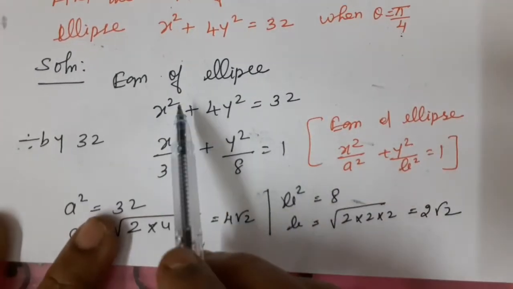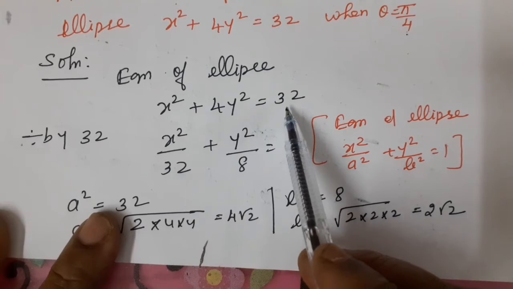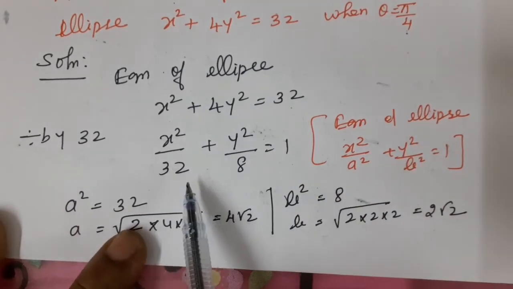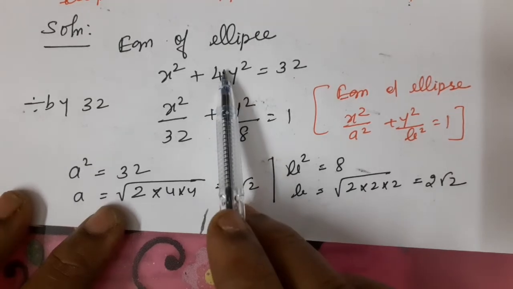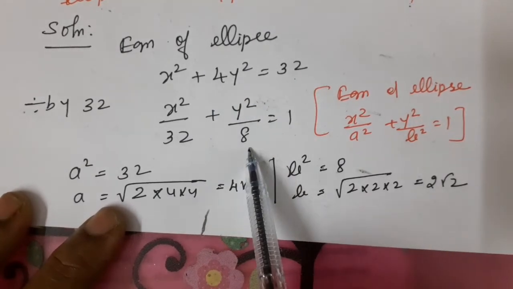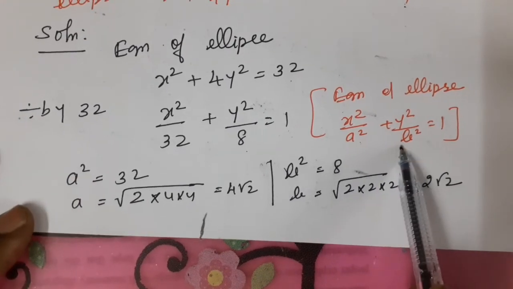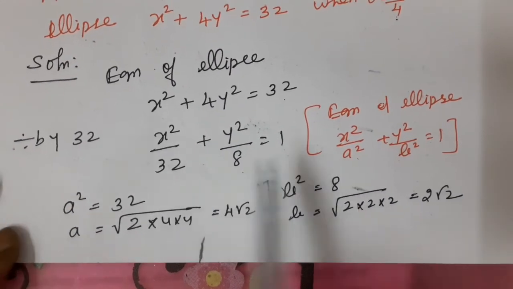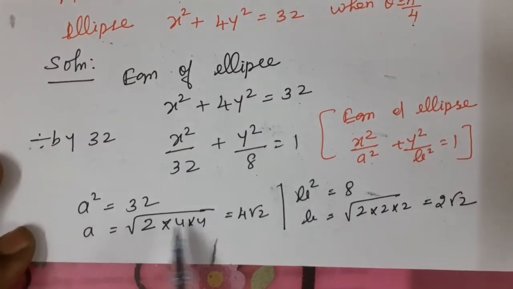What is the equation of the ellipse? X square plus 4y square equal to 32. Divide by 32. So we get x square by 32, y square by, 4 is divided by 32, we get 8, equal to 1. This is of the form x square by a square plus y square by b square equal to 1. Comparing, a square equal to 32, b square equal to 8. A square equal to 32 means what is the a value?